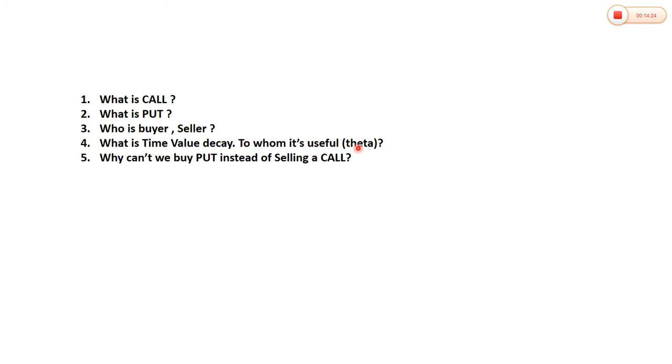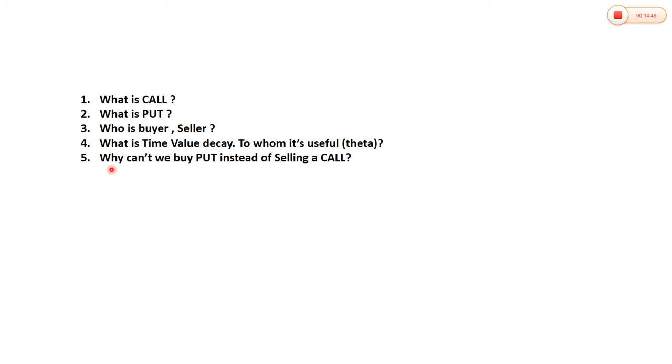So automatically when the market goes against the buyer and the expiry is near, the value of the particular call or put that was bought decays too fast. That will be helpful for sellers, because that's the reason why sellers sell options, as a call or put.